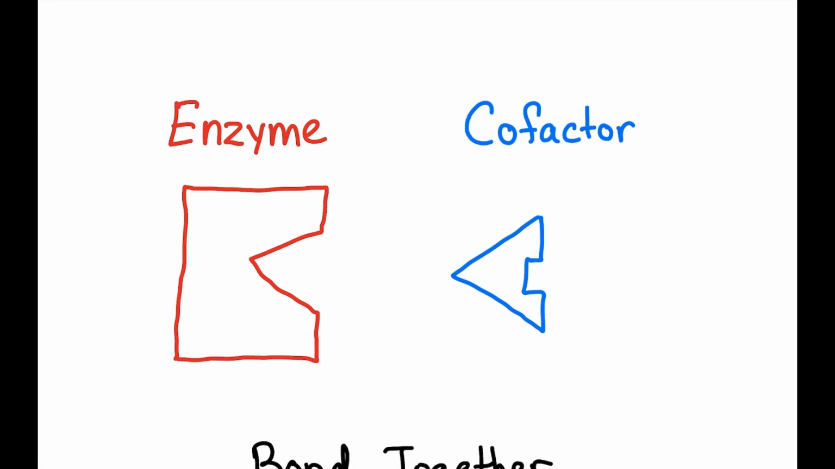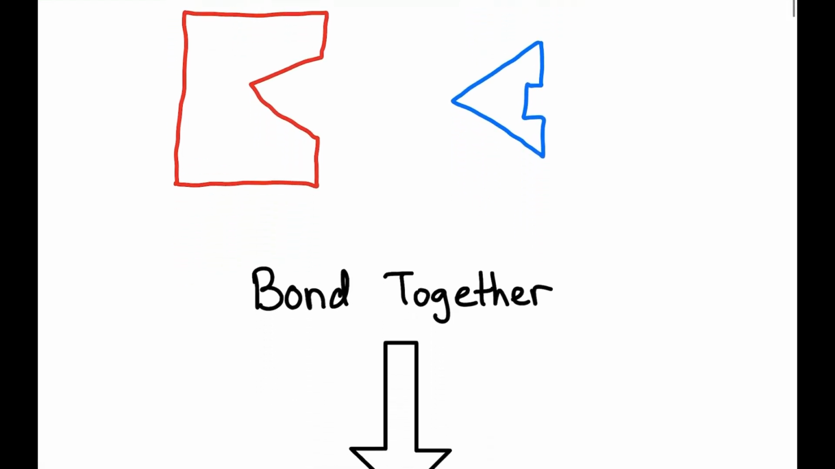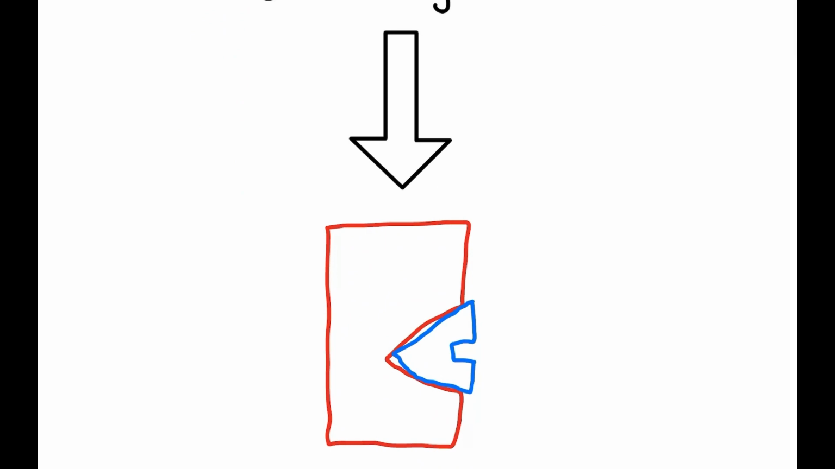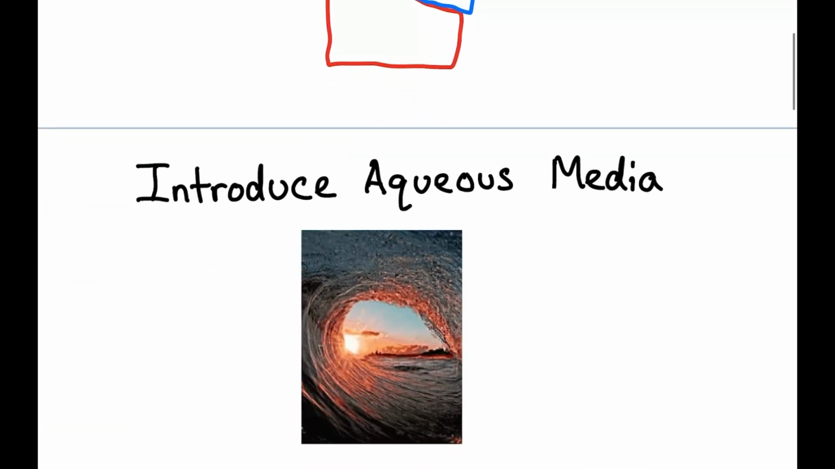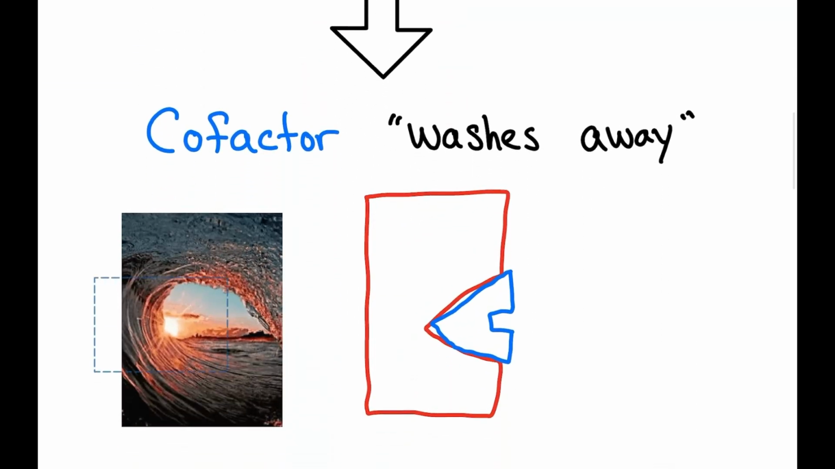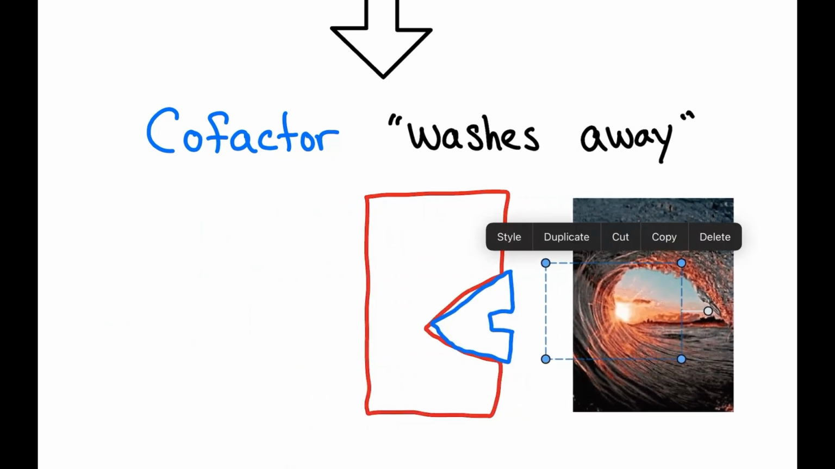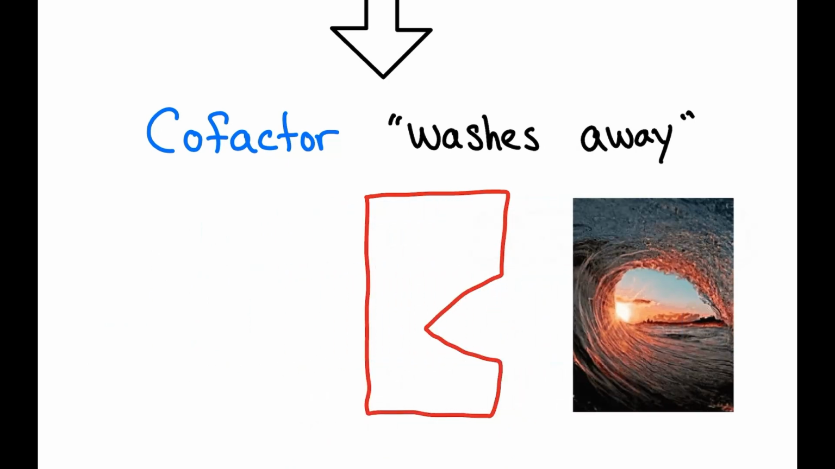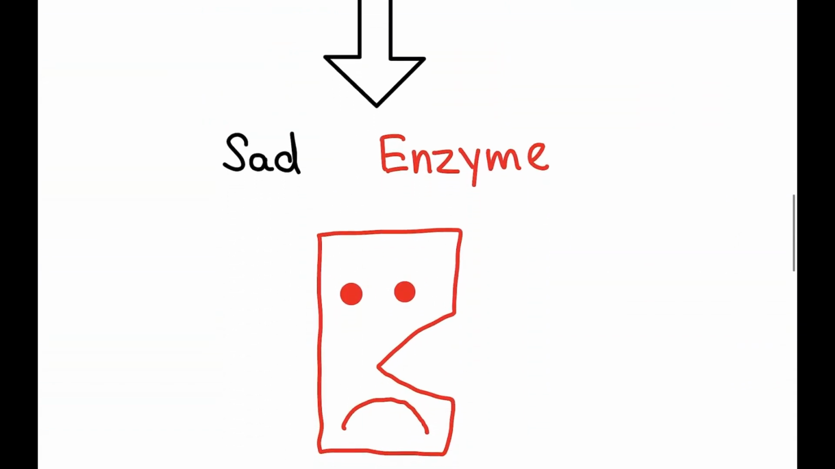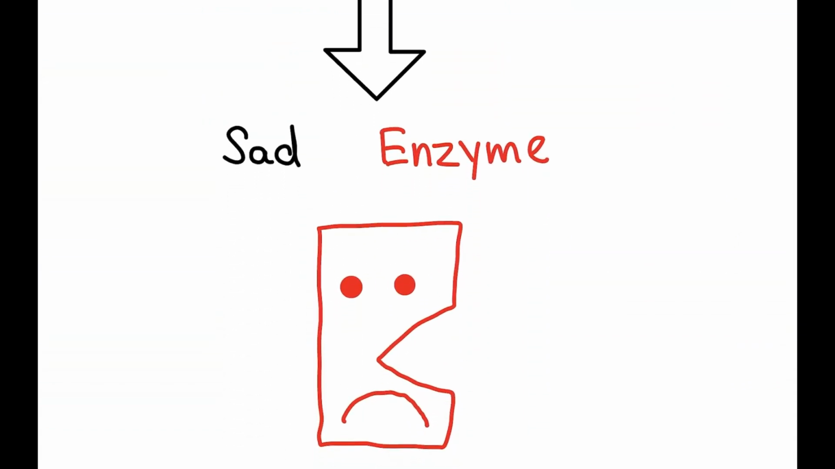There are some issues, however, with using enzymes and cofactors on an industrial scale. When they are bonded together, like shown, introducing a new active site, these cofactors can be washed away in the presence of an aqueous media. During a batch cycle, if an aqueous media is required for the reaction, the cofactor and enzyme will be separated. This is expensive, requiring constant replenishment of the cofactor in order for the reaction to proceed.